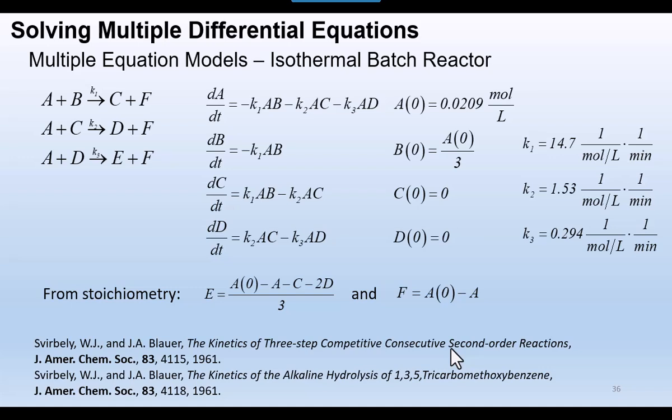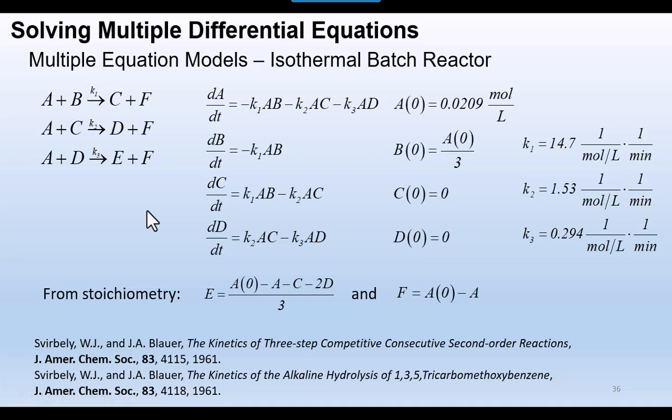to indicate those. And we're now talking about 3 reactions instead of just 1. These are shown in the upper left here. A plus B goes to C and a byproduct F, and then C recombines with A to give D, and D recombines with A to give E, and we have production of this byproduct F along the way.